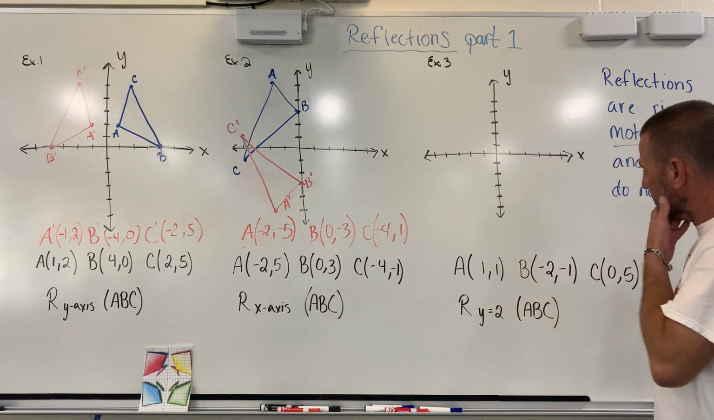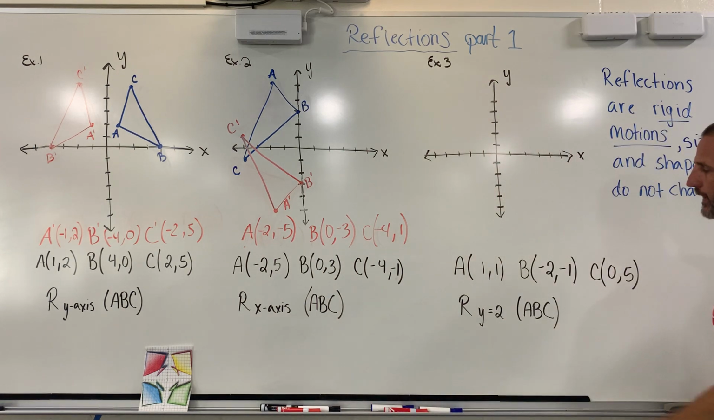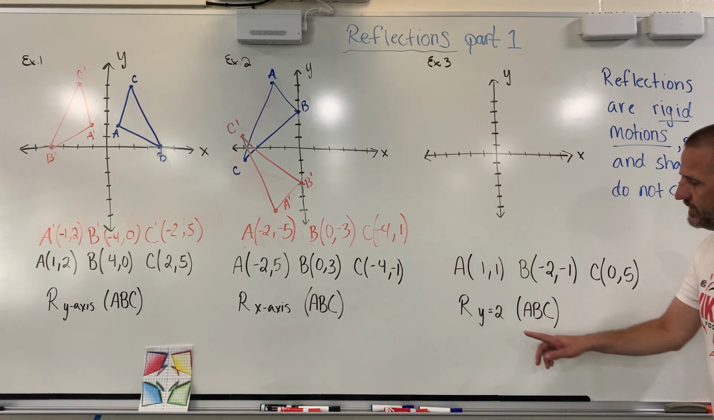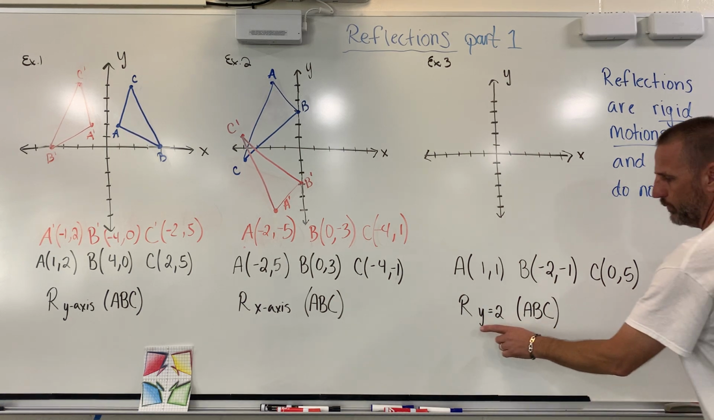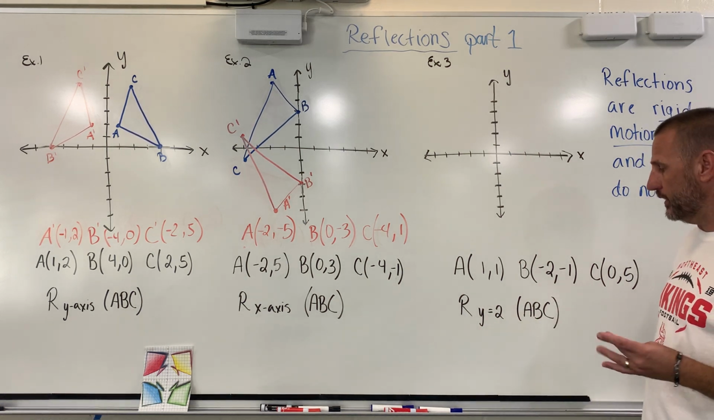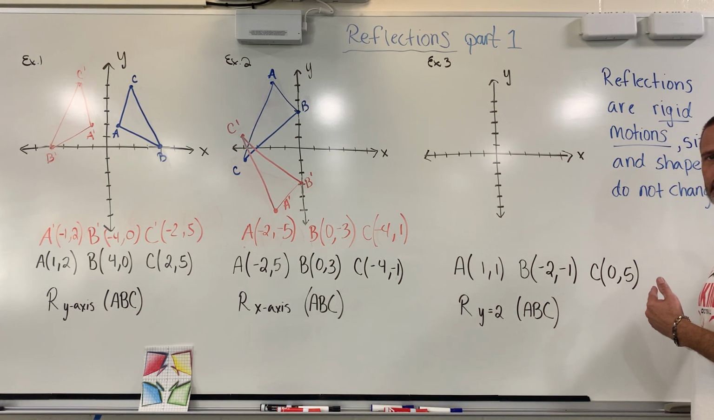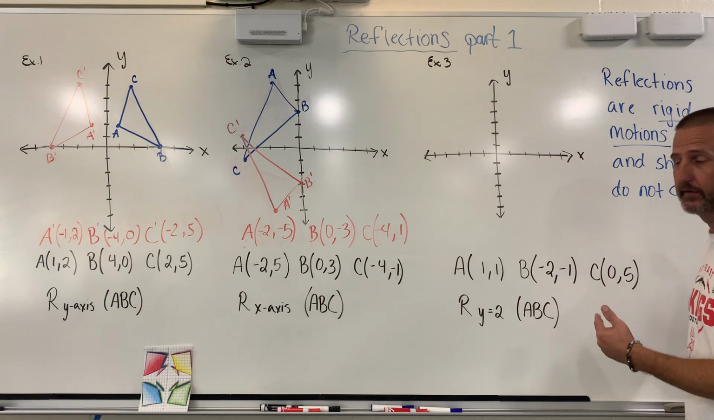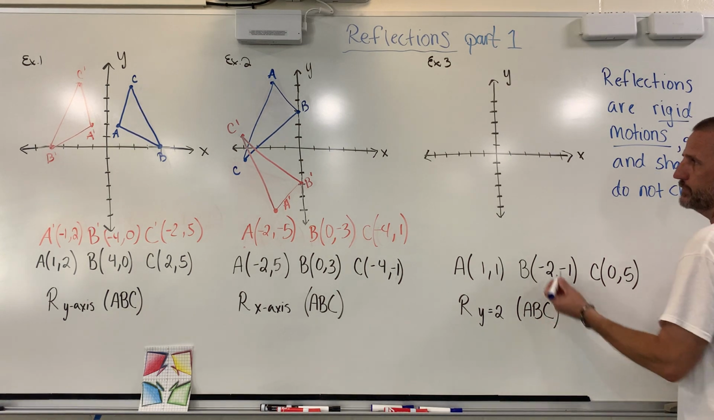All right, so let's look at this last example. This time, let's read it out and see what it says. I got an A, B, and a C. This time it wants me to reflect, and instead of writing an axis, it said y equals 2. Now we talked about these in chapter 2, and when I say y equals 2, that is drawing over a specific line. I'm going to get back to that in a moment, but first things first, let me draw it out.